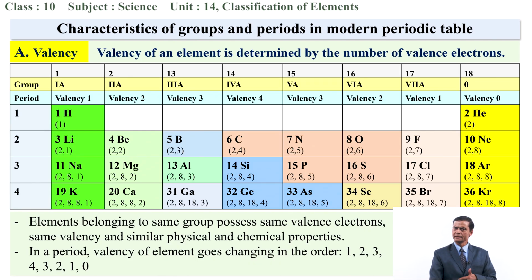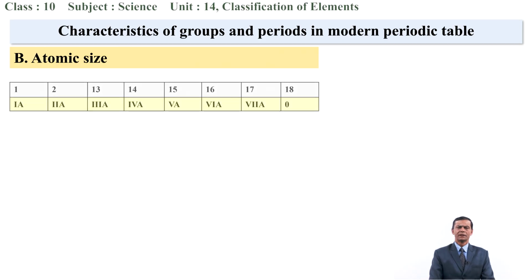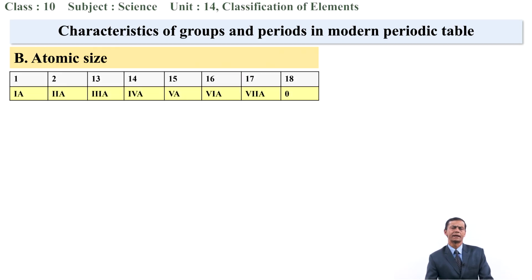Dear students, let's discuss another characteristic of the elements in the modern periodic table, that is atomic size. Do you know atomic size? The size of an atom represents the radius of the atom, isn't it? And an atom is assumed to be spherical in shape, so it has a radius. Here we discuss on the basis of groups 1, 2, 13, 14, 15, 16, 17, 18, that is group A. Group A are normal elements, representative elements.